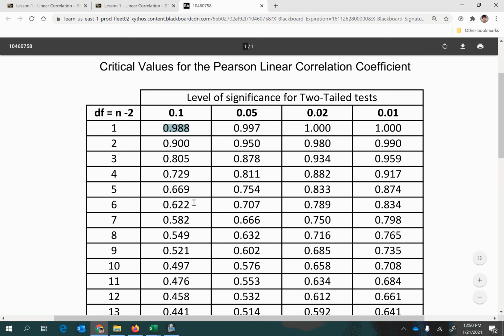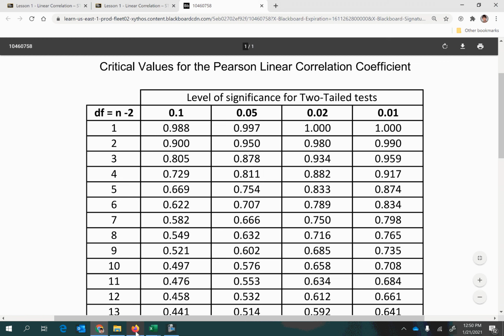So what these values are are goalposts. They are the goal that we're going to set to say whether or not we have enough linear correlation in our sample. So we need to look at a couple of things. We need to look at the sample size to choose which row to look in, and we need to choose the significance level across the top here to know which column to look in.